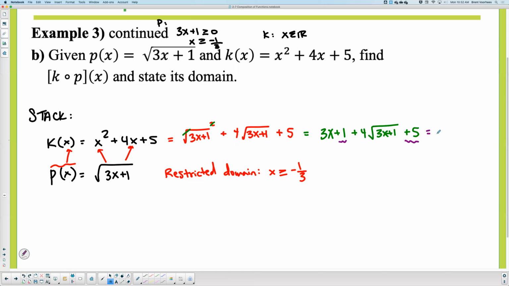So I'll do the 3x first. What's plus 1 and plus 5? Plus 6, and then we'll add the 4 root 3x plus 1. There's our solution there. That's k of p. Right there, there's our solution.